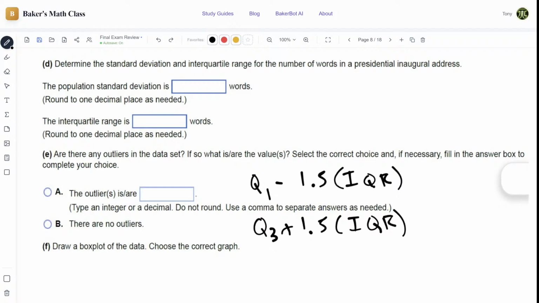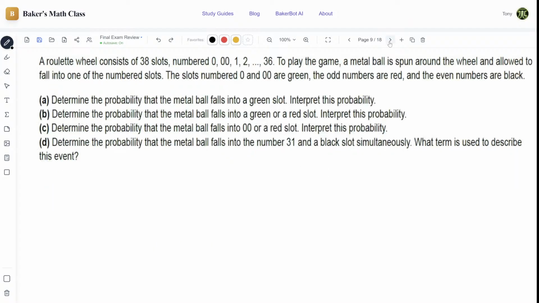Any questions on that one? All right. I know I'm going quick on purpose because it's going to take a while for some of them.